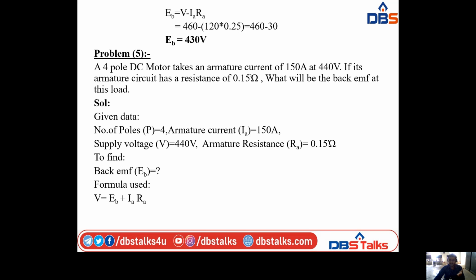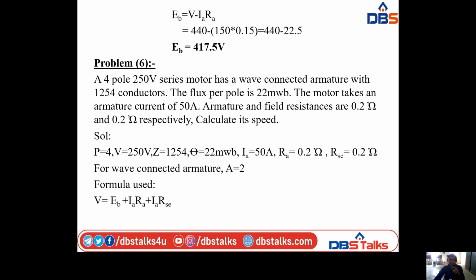Same formula as the previous problem: V is equal to EB plus IARA. From this, EB is equal to V minus IARA. They gave V is 440 volts minus IA, that means 150 amperes, RA, that means 0.15. Substitute here, and we have the back EMF, that is 417.5 volts.